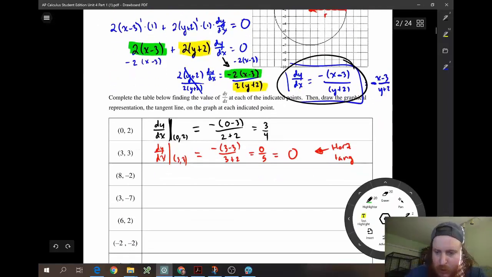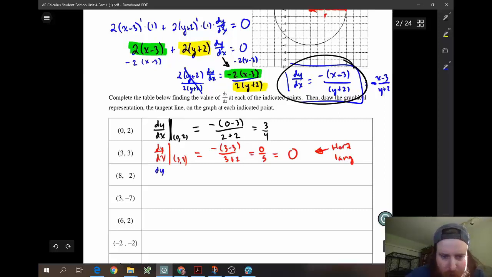Okay, another new color, we'll go with blue. So (8, negative 2). We're going to write dy/dx at (8, negative 2). So 8 is our x value, negative (8 minus 3) over (2 plus 2). Oh wait, negative 2 plus 2. Right, y is negative 2, negative 2 plus 2. So this gives us negative 5 over 0.